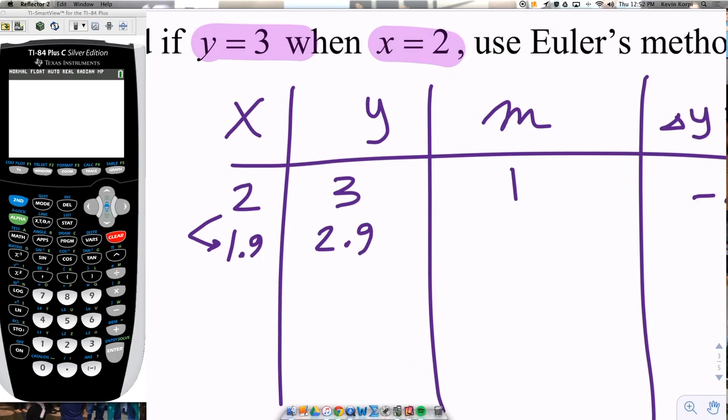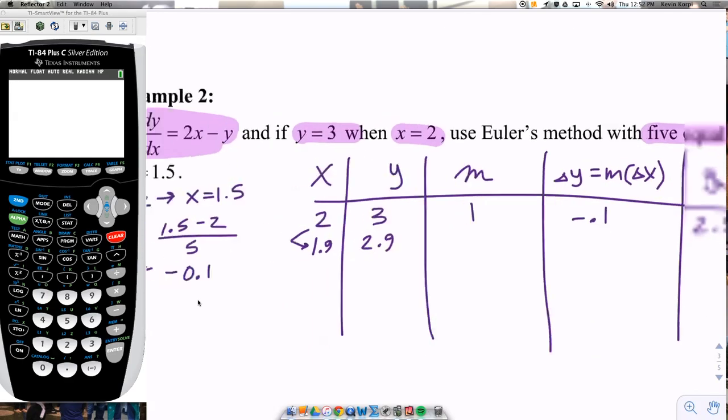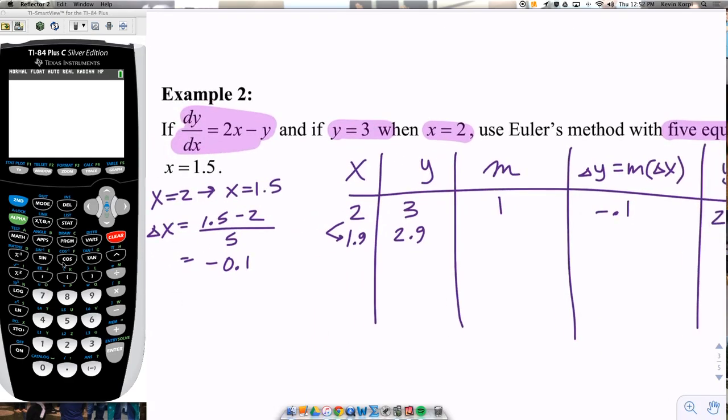Now here's where the calculator can be really, really helpful. And whether you want to watch up here with me or not, that's fine. I'm going to go ahead and do something here. I'm going to store my delta x, negative 0.1. I'm going to store it as x just to save some keystrokes. All right, so to find the slope at 1.9, 2.9, it's 2 times 1.9 minus 2.9.